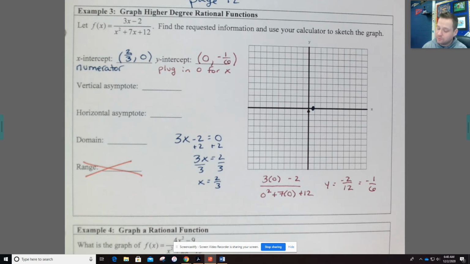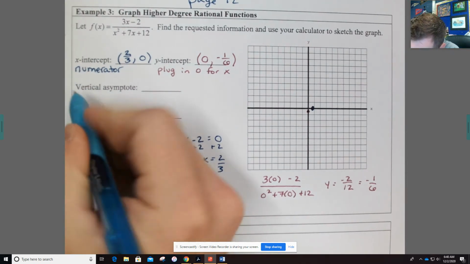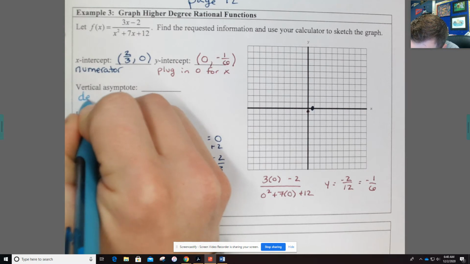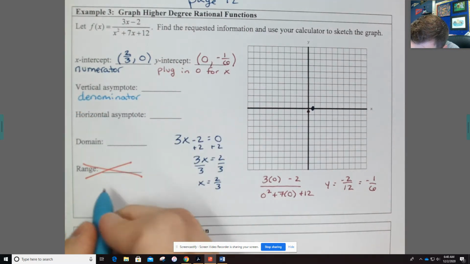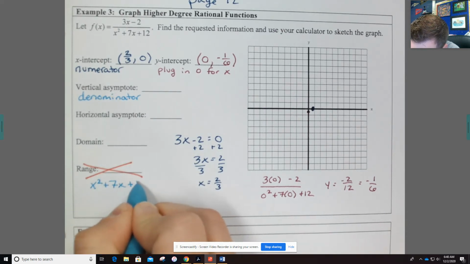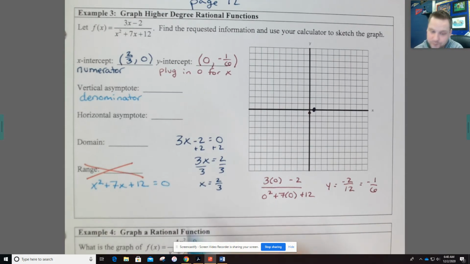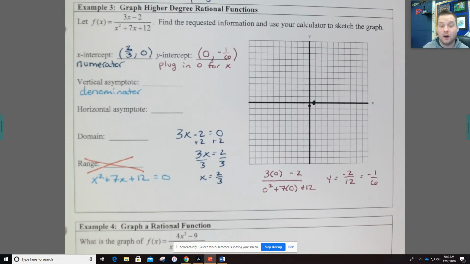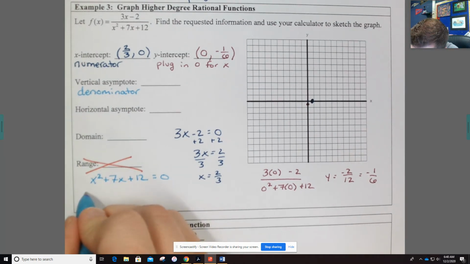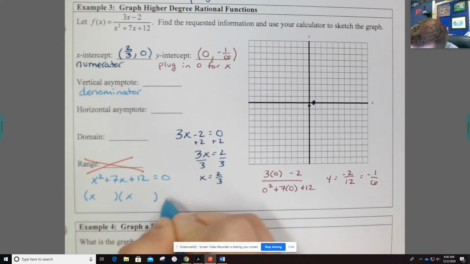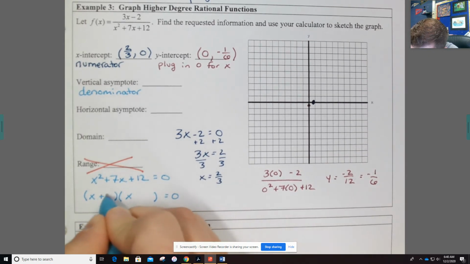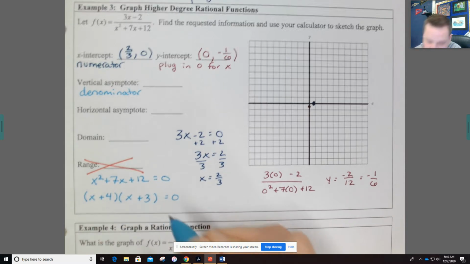Okay, next, they want vertical asymptote. I'm going to do that in baby blue. Vertical asymptote is always the denominator. So we're going to take our denominator of x squared plus 7x plus 12. I'm going to set that equal to 0. This goes back to what we've been doing all year long. You factor that. So what multiplies to give me 12, yet adds to give me 7? It's going to be a positive 4 and a positive 3.